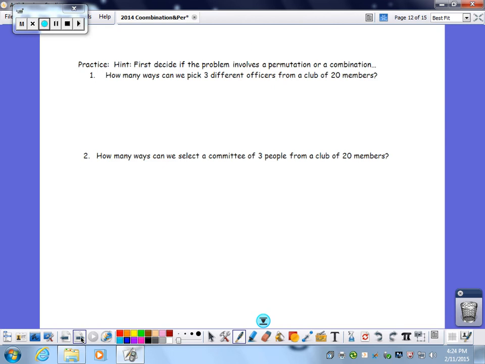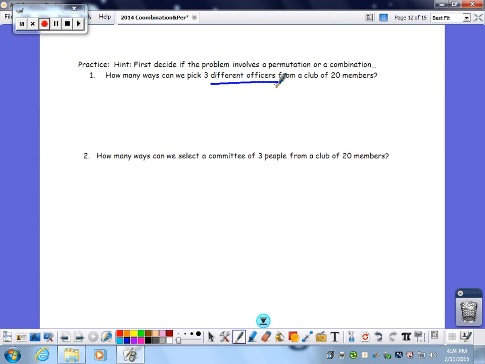All right, let's practice a couple, because like I said, what you're going to have to do is be able to tell whether it's a permutation or a combination. So how many ways can we pick 3 different officers from a club of 20 members? Because I'm picking different officers, what am I going to use, a combination or a permutation? Hopefully you said permutation.